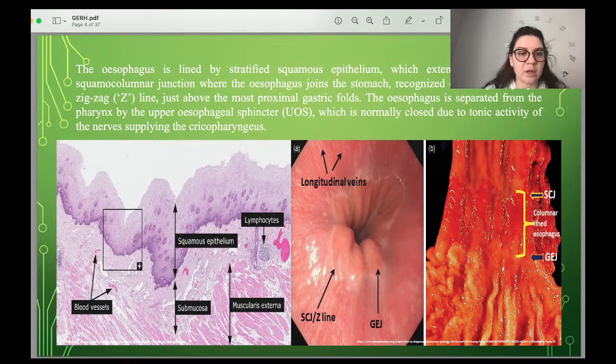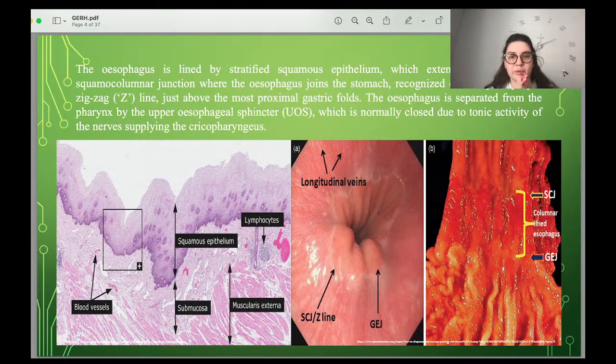picture of changing epithelium. You see the upper line, it is squamous epithelium, and submucosa and muscularis externa of the esophagus, and the submucosa contains blood vessels and lymphocytes. It is a microscopic picture of this field. Second picture, you see an endoscopic view.